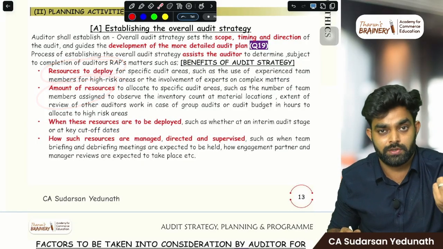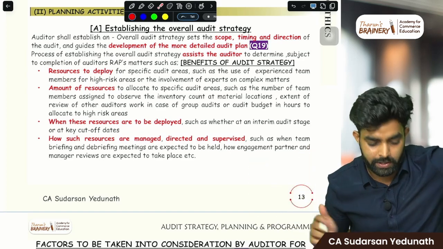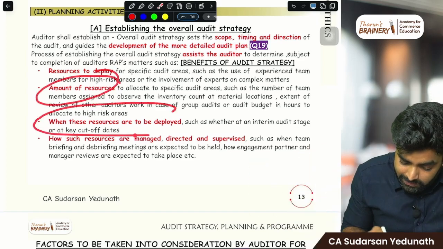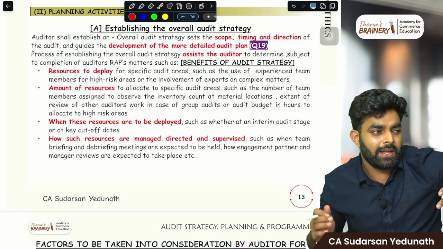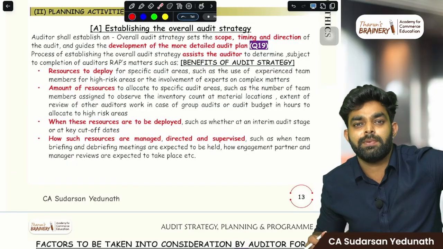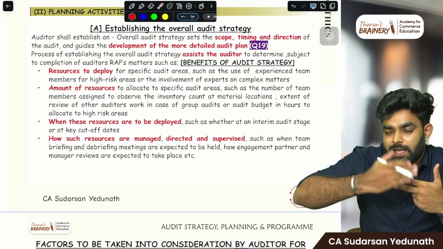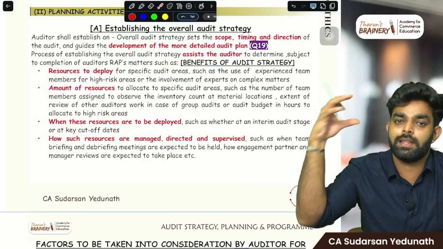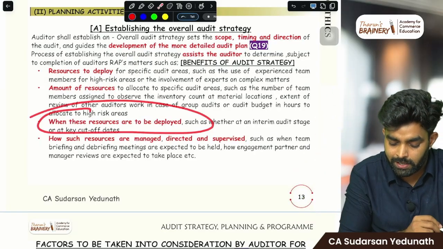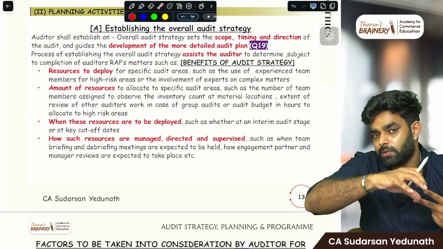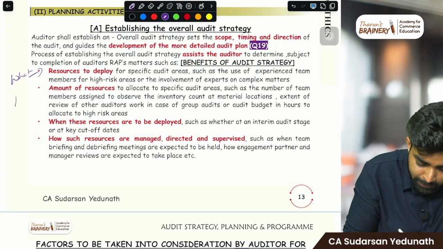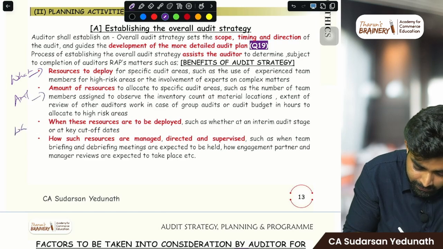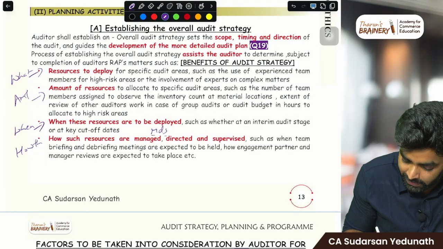Resources means what? Articles, all the resources which we need to do the audit. Then, when these resources are deployed: in the first 2 weeks of the audit, let an inexperienced member do the auditing, and from the second week onwards, let experienced team members come and do the auditing. That is, you can understand at what time what resources are to be deployed. So here you will understand what resources are needed, the amount of resources needed, when they are needed, then how they are MDS, managed, directed and supervised.